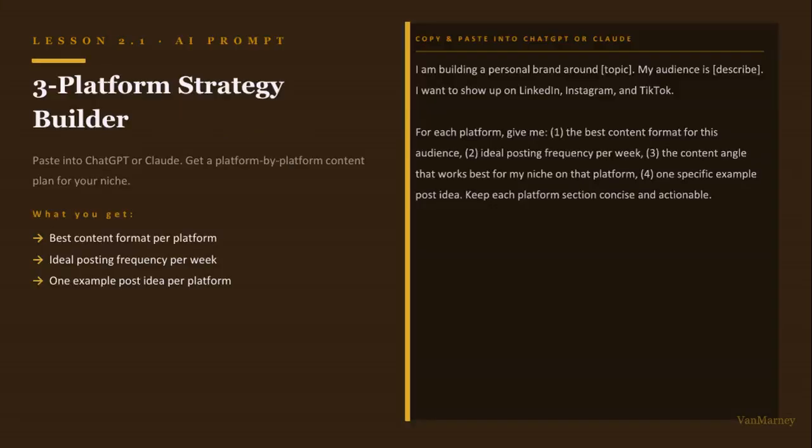For this lesson, you'll use the AI prompt on screen to generate a platform-by-platform content plan for your niche. Paste it into ChatGPT or Claude. Then use the results to identify the best content format for each platform, the ideal posting frequency each week, and one example post idea for each one. This gives you a clear starting point, so you're no longer guessing what belongs where. You're building a strategy that matches the strength and purpose of each platform.